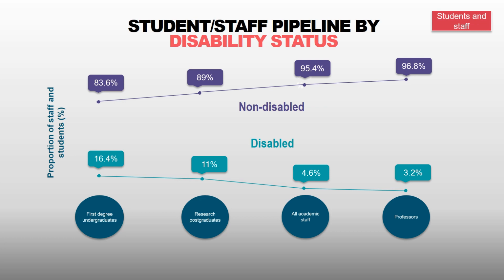Moreover, the student staff disability pipeline is telling, as the gap in the proportion of disability disclosure in each step of the way from first degree undergraduates to professors increases. The proportion of disabled first degree undergraduate students is 5 times bigger than the proportion of disabled professors. Specifically, as the graph in this slide shows, although almost 1 in 6 undergraduate students is disabled, only 1 in 30 professors is disabled.